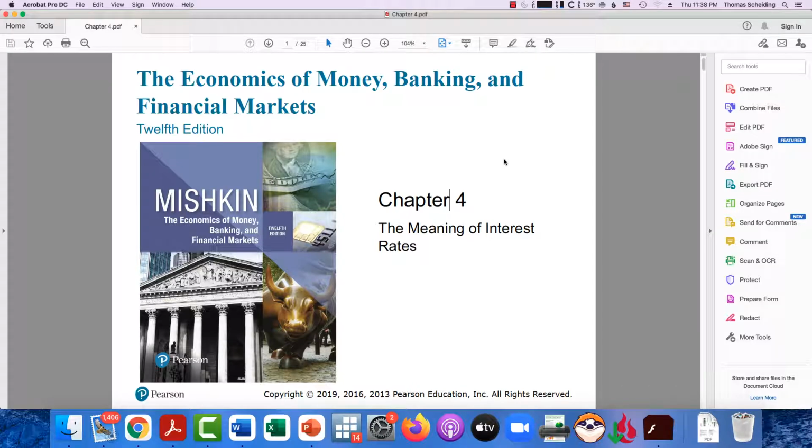This is chapter 4. It's actually, in my opinion, the most important chapter of the entire textbook. Understanding this is of critical importance because without an understanding of how interest rates feed into financial markets and financial institutions, it's interest rates, the price of money, that is driving everything. And so that's really what we're going to look at here in this chapter.